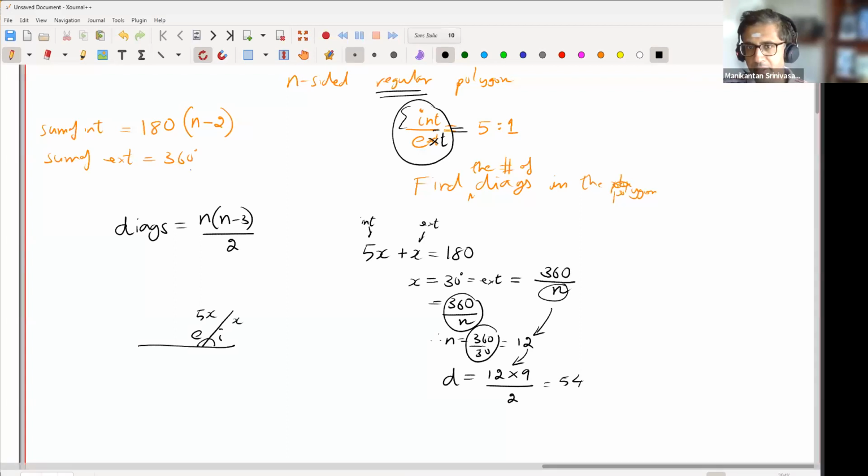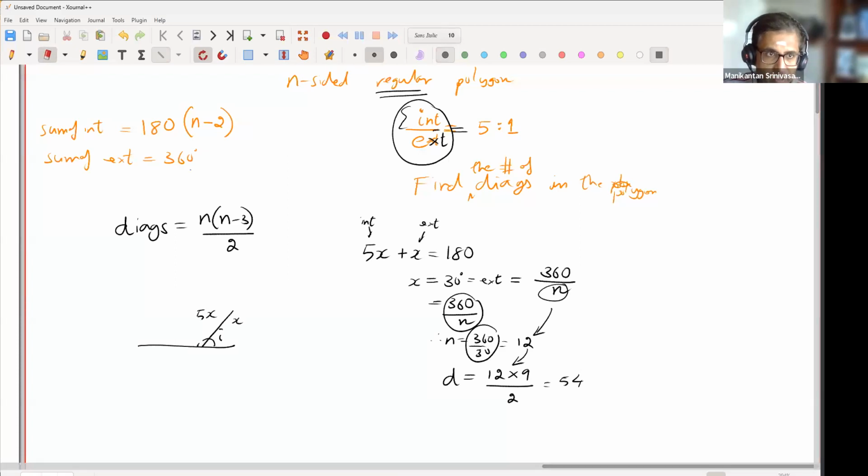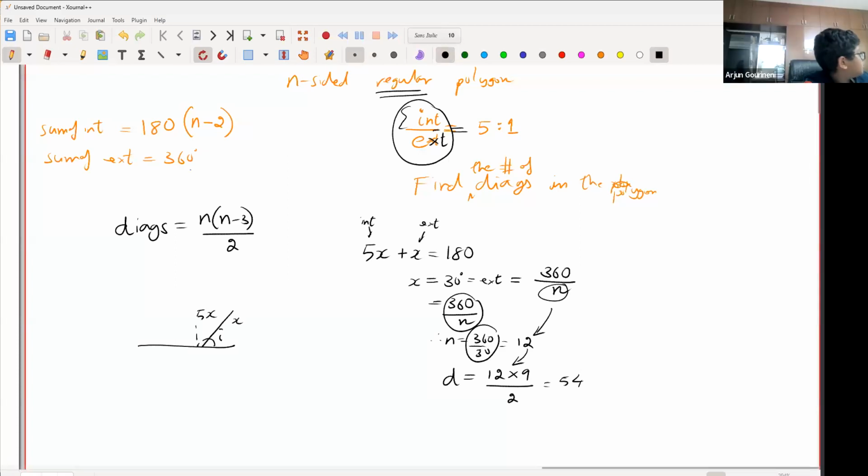Sir, may I go to the washroom, please? Sir, it says it's 5:1. Interior angle is 5 times that of x. Yeah, correct. I marked it wrong here. I'm sorry. Sir, may I go to the washroom, please? Yeah, please come back.